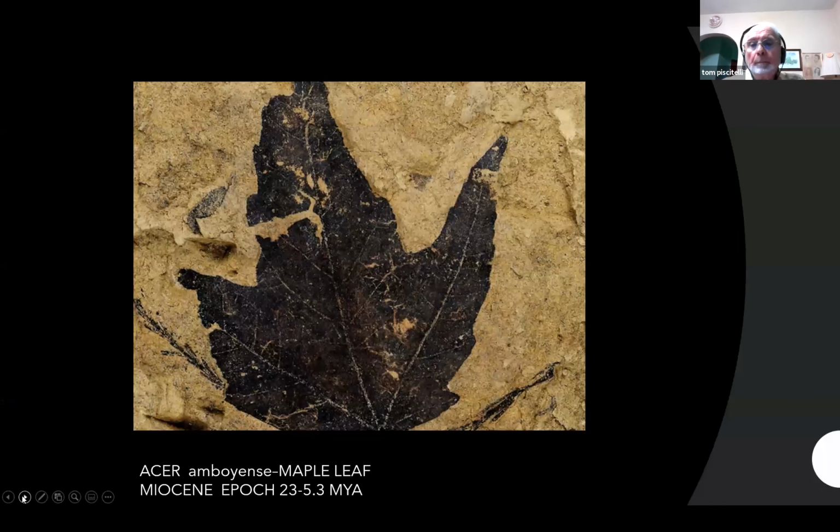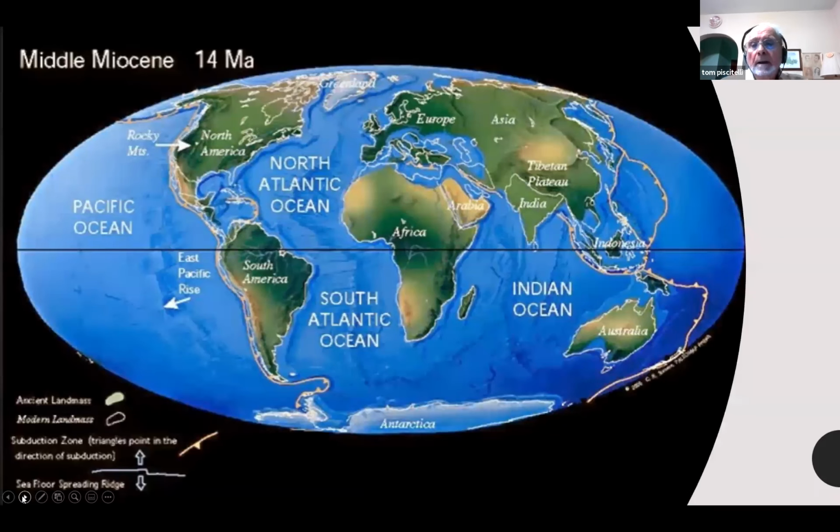The earliest known maple was found in eastern North America. Maples were most abundant in the Miocene epoch, 23 to 5 million years ago. The form of the maple leaf has changed over time. Next slide, please. In the Miocene, the continents were almost aligned in their current positions. So we've gone from Pangea, where everything was together, to now having all these separate continents existing. Next slide, please.